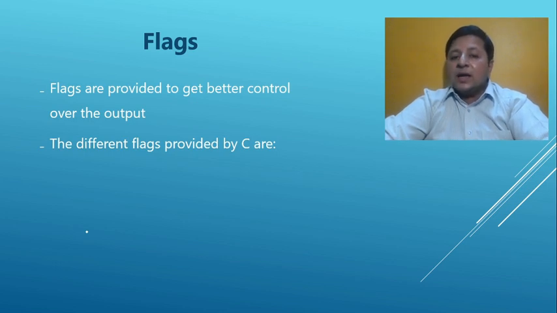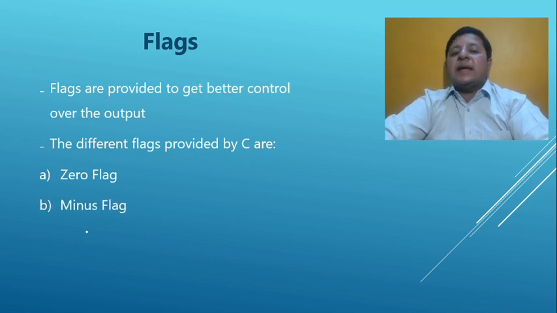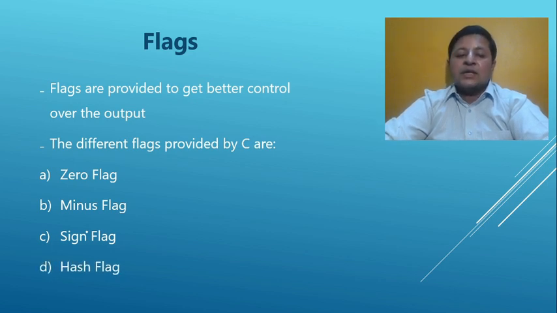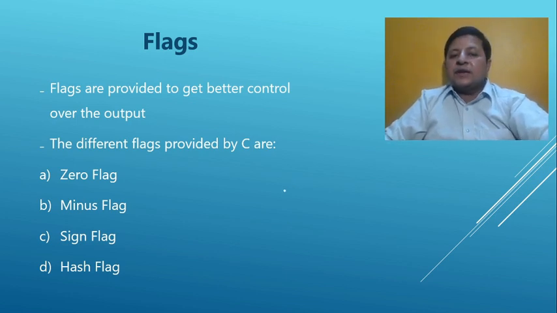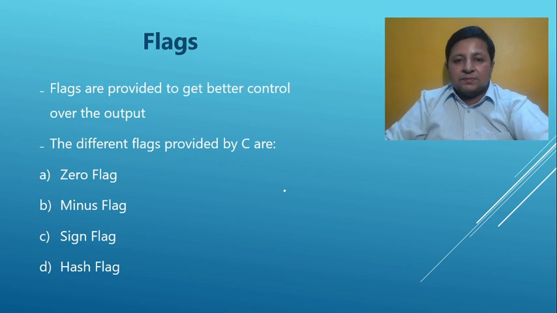There are 4 flags. The first one is the 0 flag. Then we have the minus flag. Then we have the sign flag. And last we have the hash flag. So these are the flags provided by C. Now let us try to understand the significance of each flag step by step. Going ahead with the first one, the 0 flag.